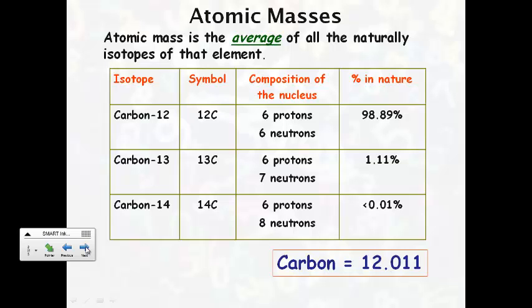Now, why is it close to 12? Well, the reason it's close to 12 is because 98%, or almost 99%, of the carbon you would find in nature would be carbon 12. Okay, so to estimate the average atomic mass, all you do is look for the isotope with the highest percent abundance, and that'll be the mass that the average is closest to. Okay, so we have the most carbon 12, which is why our mass of carbon is very close to 12.